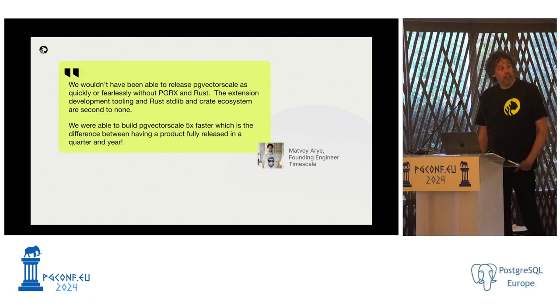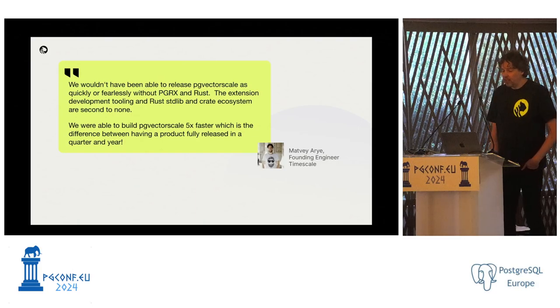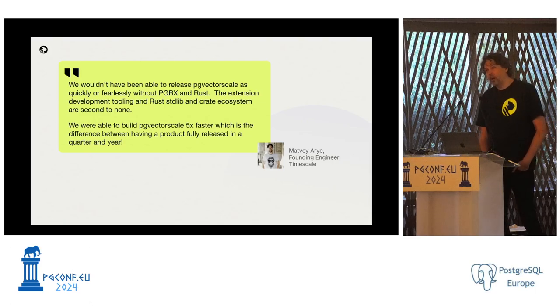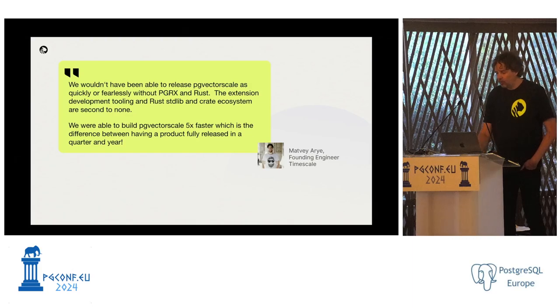Matt is the founding engineer at Timescale. He wouldn't be able to release PG Vector Scale as quickly without PGRX and Rust. He gave a number that he thought it was 5 times faster to use PGRX than it would have been to use C. And this is the guy that wrote the TimescaleDB proof of concept. He was the architect involved with all of the TimescaleDB major features like compression, which are right in the internals of Postgres.